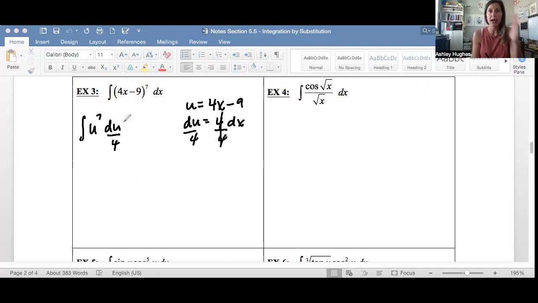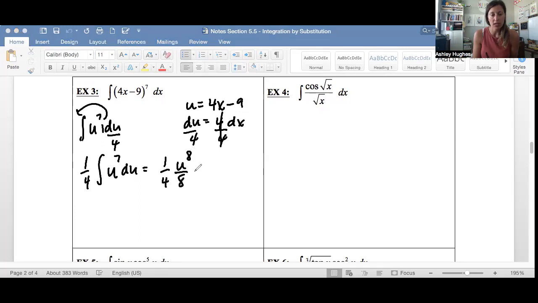Now we can just pull out that. This is technically a 1/4, okay? It's in the denominator. So this 1/4, we can just pull it out front and not really worry about it. It's just going to get multiplied times the answer. So we're going to have 1/4 times u to the 8th over 8 plus c. These are multiplied, so top times top, bottom times bottom. So u to the 8th over 32 plus c. So (4x minus 9) to the 8th over 32 plus c.